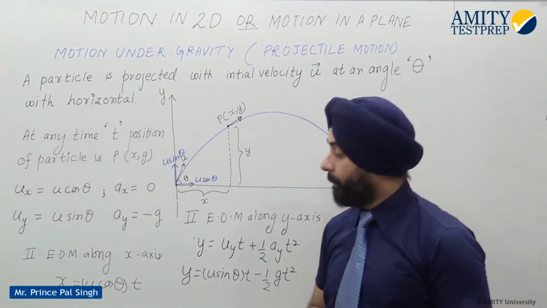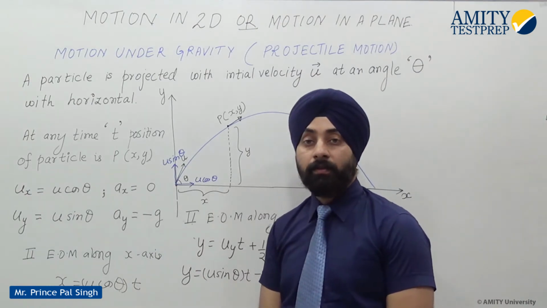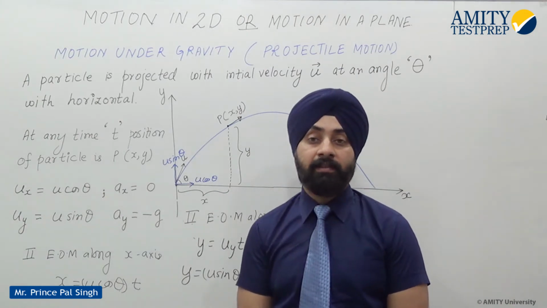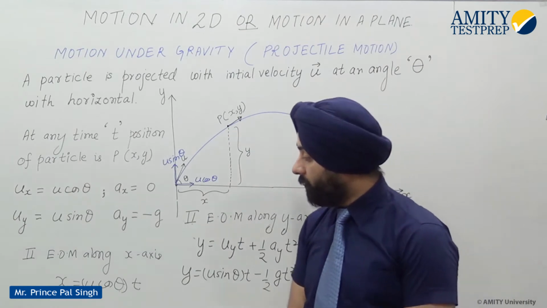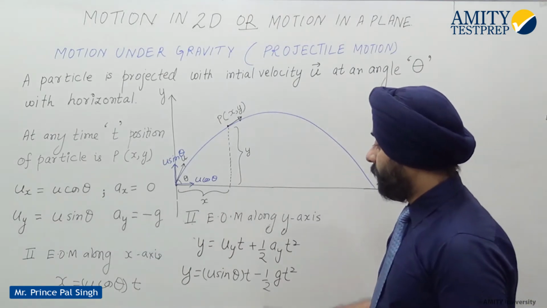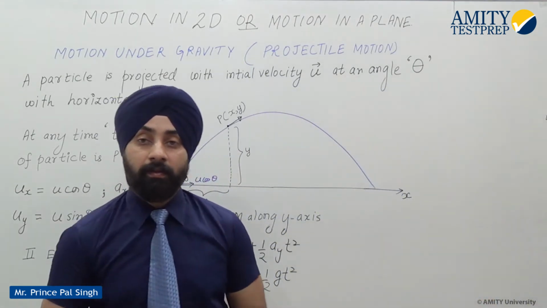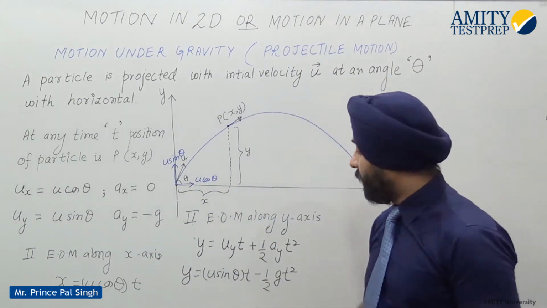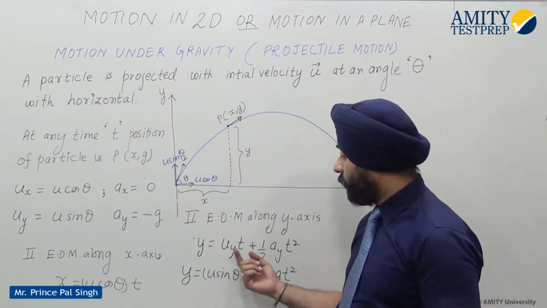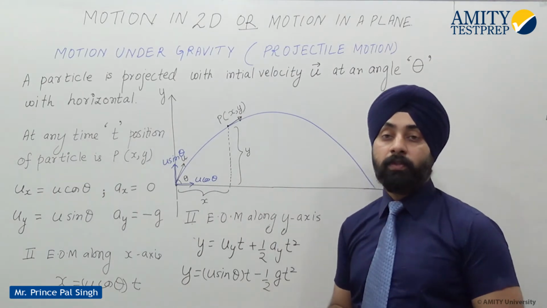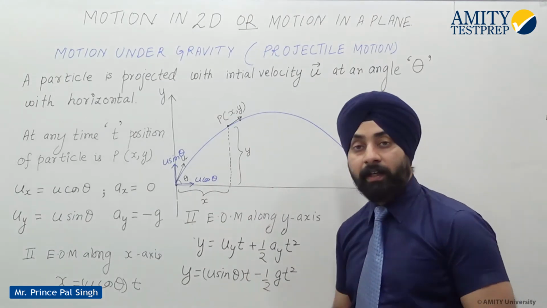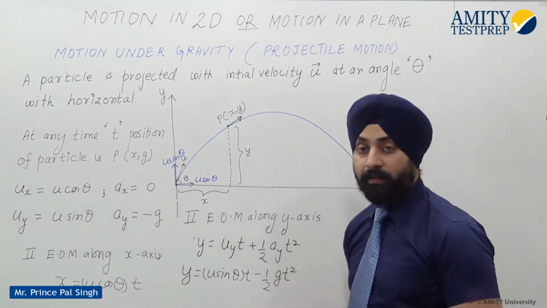Now if I use the second equation along the x-axis, I get x equals ux times t plus half ax t square, where ax is 0, so the equation reduces to x equals u cos theta times t. Similarly, we will write the equation of the particle along the y-axis, the second equation of motion. So here y equals uy t plus half ay t square is the second equation of motion when the particle is moving under constant acceleration. So uy is u sin theta and ay is minus g. We'll put it over here.